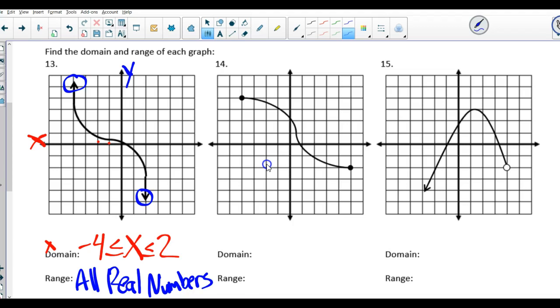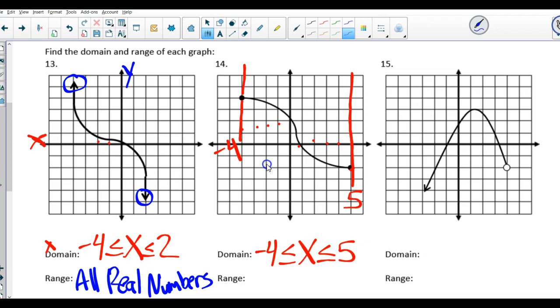Number 14, this one looks like a 2-boundary problem, so it should be a little simpler. The left boundary is there at -4. The right boundary is there at 5. Everything in between -4 and 5. Less than x less than, how we say in between. The solid dot tells me equal to. So there is your domain.